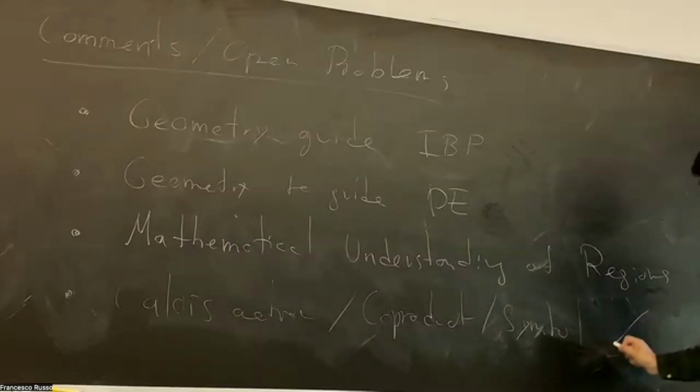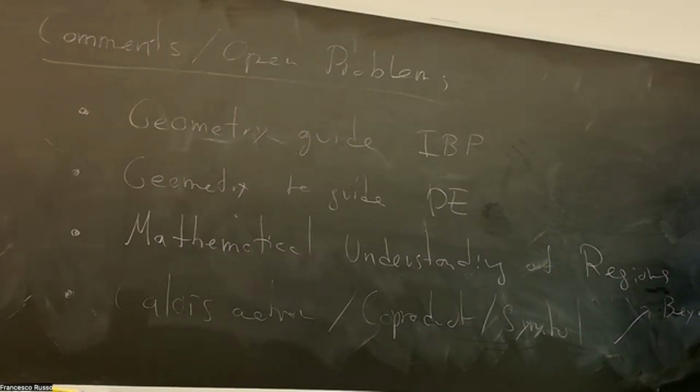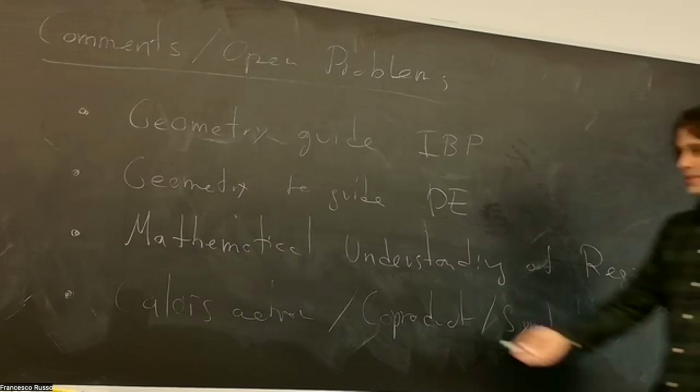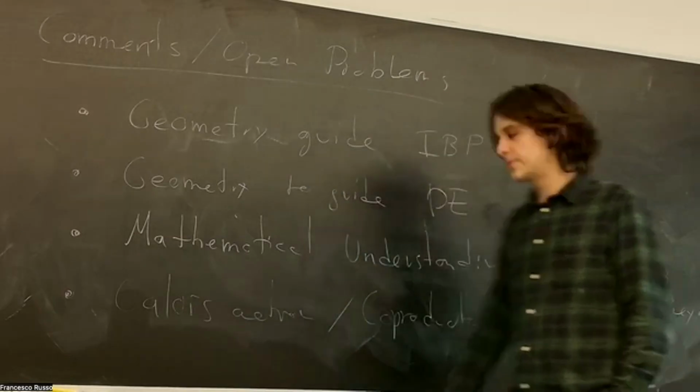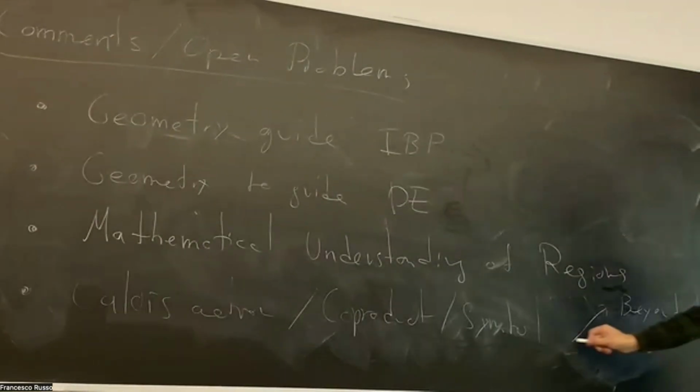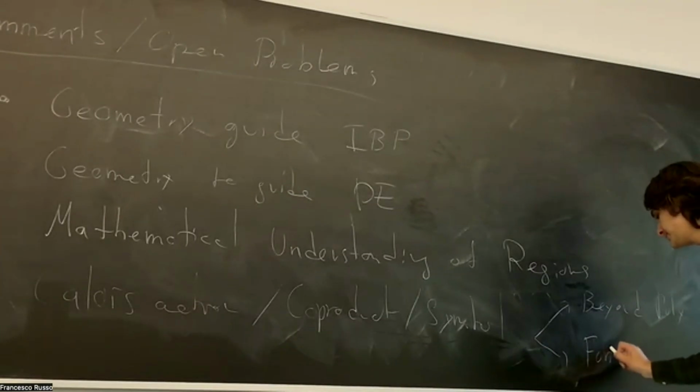So there's two questions. One is beyond polylogs, for all of these more complicated periods. This should exist because people believe that there's this Galois action on periods, but also to the Fourier integrals.